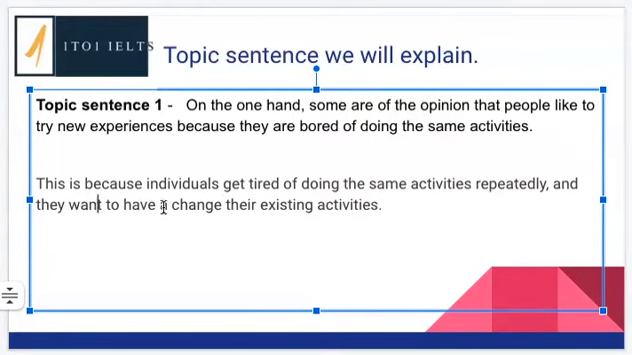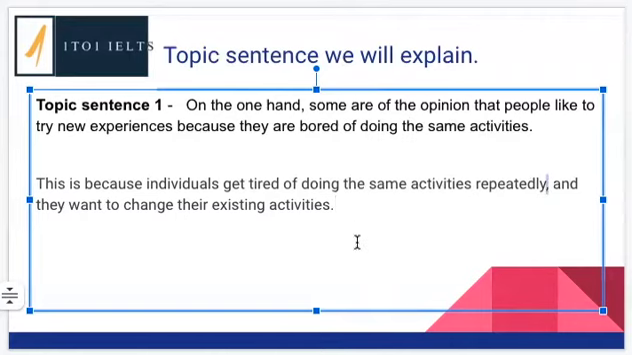Okay, so here we've got two verbs. Which one of these do we want? Have existing activities or change existing activities? Which one of these is really referring to this? Marisol says change, yeah. So we don't need to put this extra language in here. And they want to, what do they want to do? They want to change their existing activities. So let me just check one more time. This is because individuals get tired of doing the same activities repeatedly, good, and they want to change their existing activities. Excellent, so this is much better.